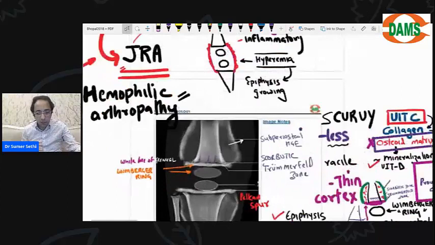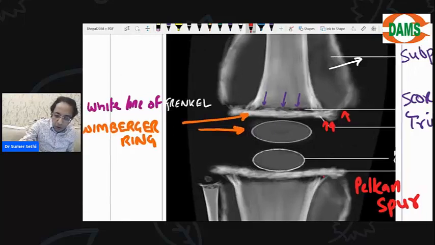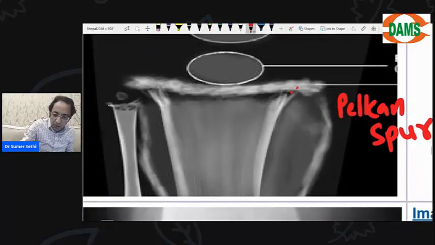Okay, Pelkan spur is probably a newborn formation by the periosteum. This is Pelkan spur, beta. Can you see it?